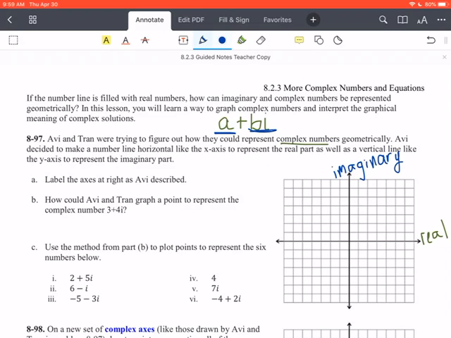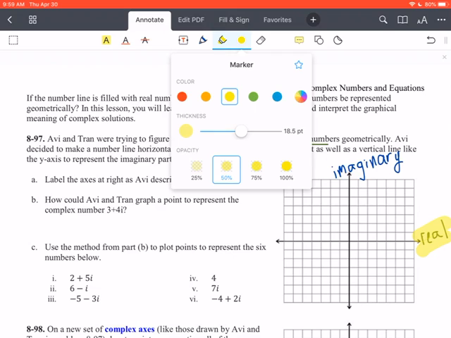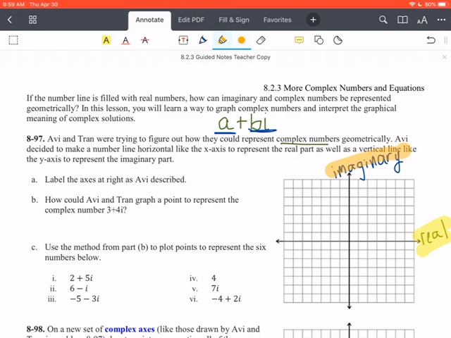So once again, can't stress enough that the real component of a complex number goes on the x-axis, and then the imaginary component of the same complex number will be the y value that we'll plot. So the question asks on B, how could AV and Tran graph a point to represent the complex number 3 plus 4i? Well, let's think about it. What we are going to do is start at the origin.